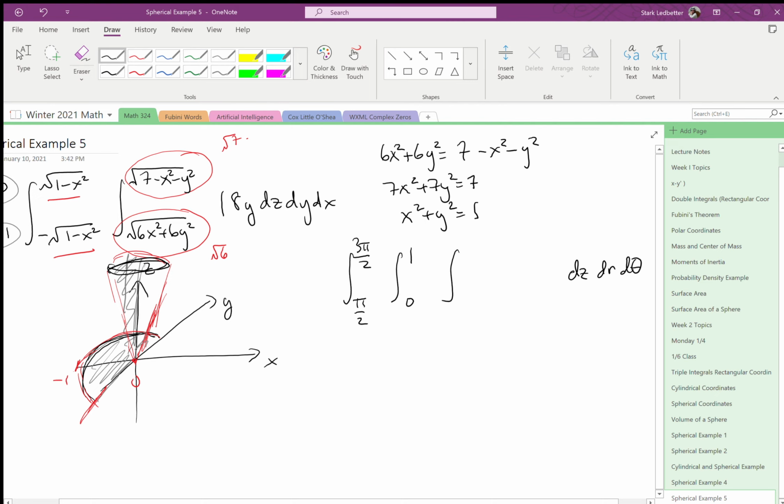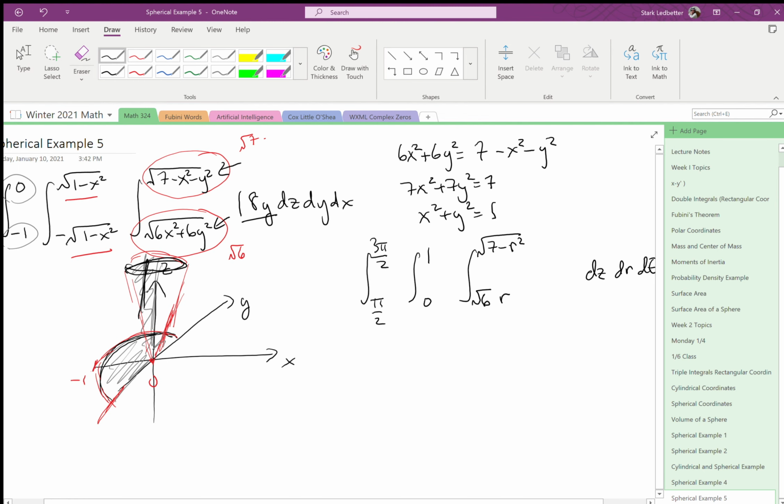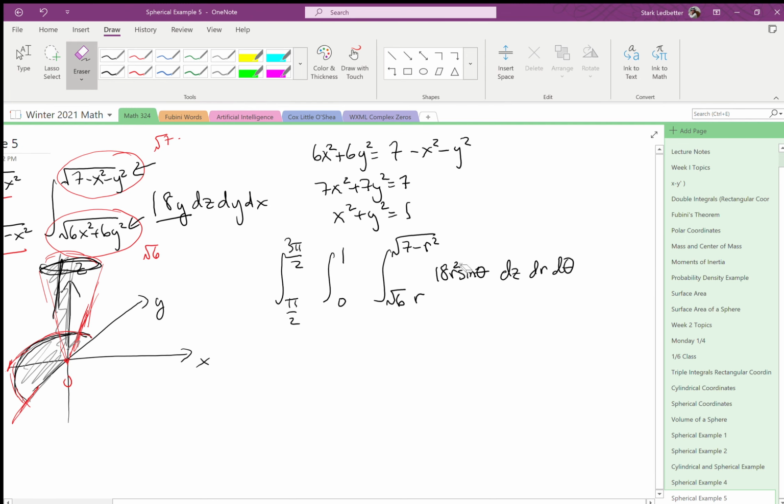And then z is going to go from these same guys, but converted to polar. So this is going to be root 6 times r. The root of x squared plus y squared can be replaced with r. And this is going to be the root of 7 minus r squared. And then, inside here, y is r sine theta, and then we actually need an r as a part of this last thing, so we're going to have r squared. dz dy dx is going to be replaced with r dz dr d theta. That's what the r squared comes from.